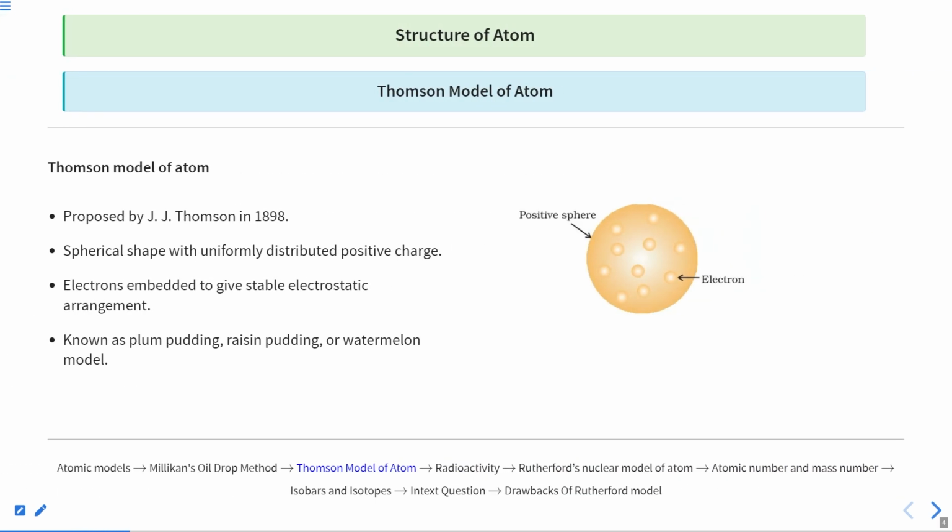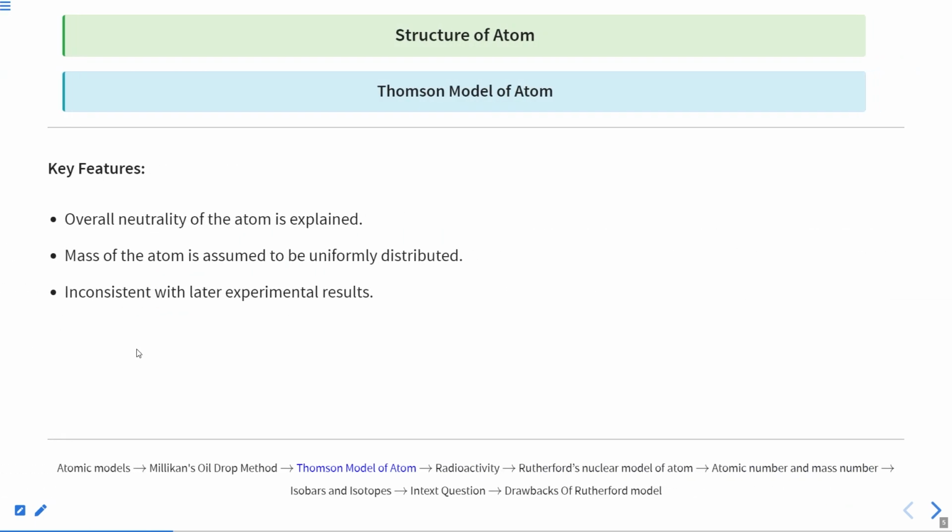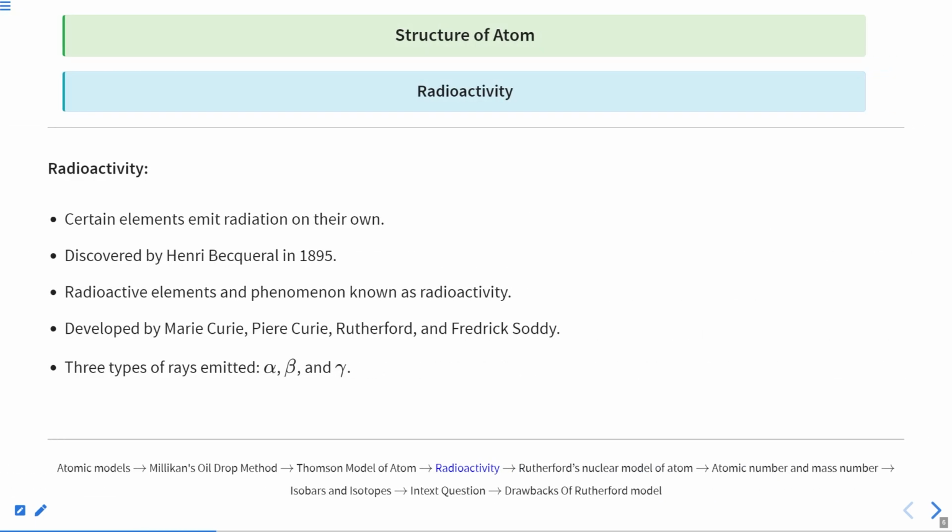So this was the Thomson model. This was good, it deals with the charge neutrality and all, but the difficulty came when it was inconsistent with the experimental data, right? And that difficulty was mainly challenging the idea that the mass was uniformly distributed, and this was disrupted by the Rutherford model. Clear?